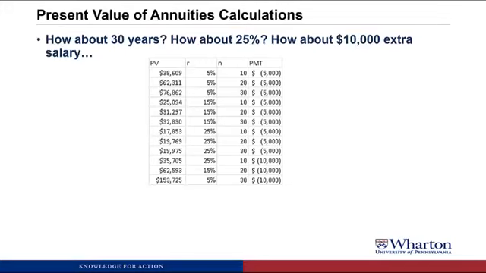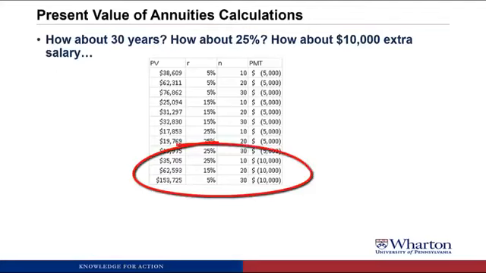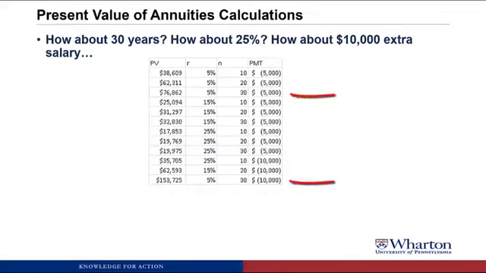And then the last three rows show you what happened if we increase the payment. So if you compare 5% 30 years 5,000 to 5% 30 years 10,000, you see the present value goes from 76,862 to 153,725. What happens there is the payment goes up, you're getting a bigger amount each year, which makes the present value of that annuity go up.